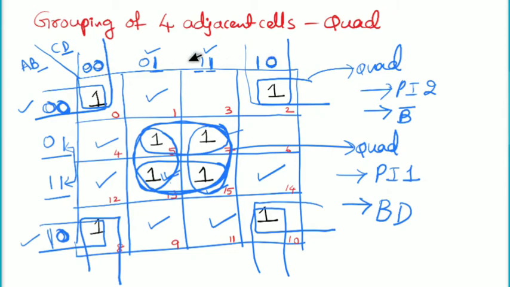Out of these two, the second variable is fixed, that is 0, that is D bar, right. In fact, the C is eliminated. How? Even if you write the C term, what is the C term here? 0 and 1. So 0 means C bar, 1 means C. So C bar plus C will become 1. That is the reason you need not write that kind of variable which is changing its value row to row or column to column. So this is how you can identify the 4 adjacent cells.